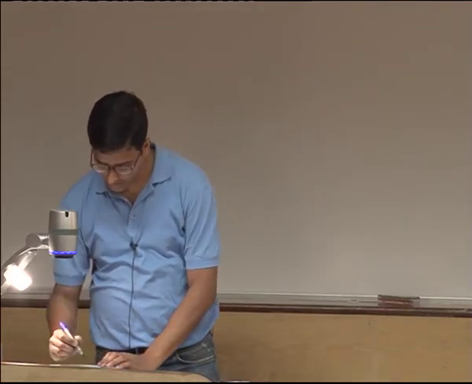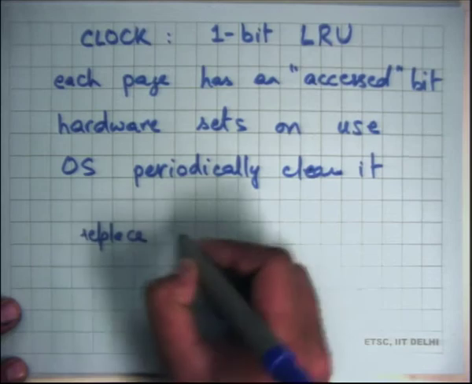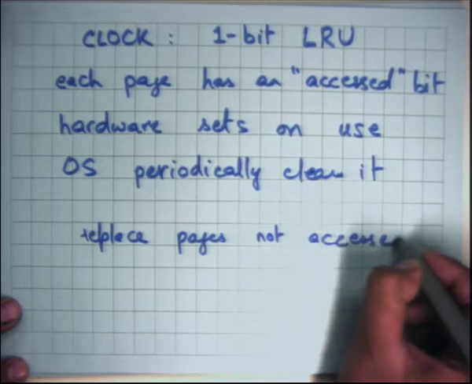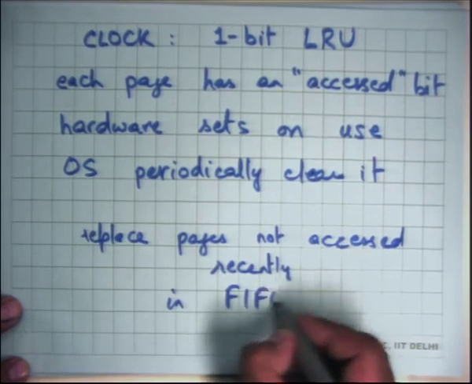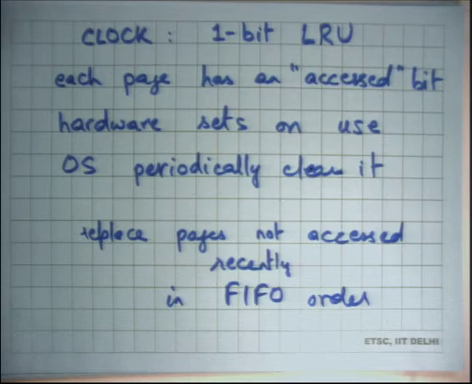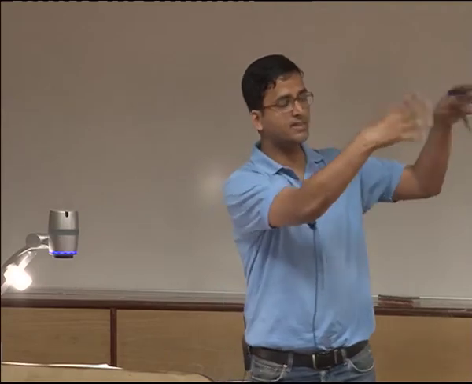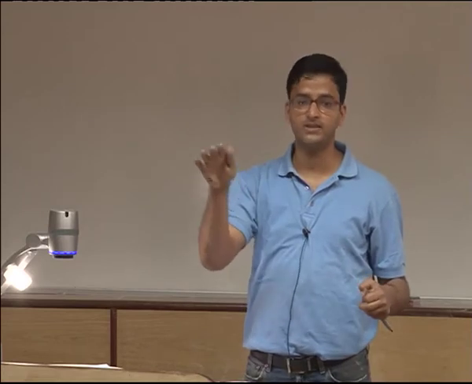So the way it works is that it replaces pages not accessed recently in FIFO order. FIFO had some merit to it. FIFO basically said that whoever comes first goes first, and it has some merit because it is quite likely that your program first was looking at some data structure, and so it loaded a lot of pages, and now you are looking at something else. So FIFO does capture some part of recency.